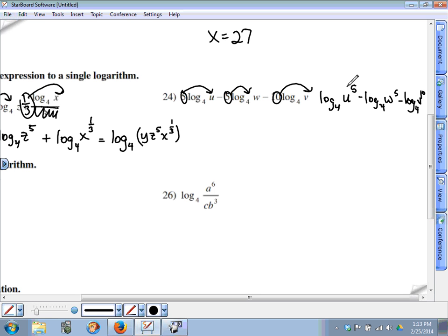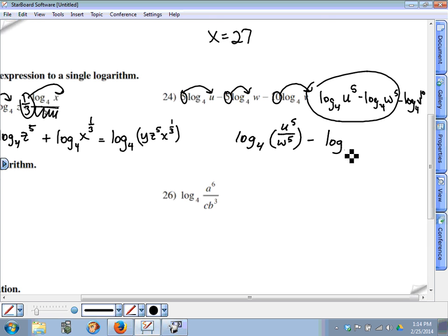Now you got to take 2 logarithms at a time. These first 2 logarithms, there's a minus sign separating them, so when you condense just those 2, that's going to be the log base 4 of the quotient u to the 5th over w to the 5th, then we subtract log base 4 of v to the 10th.